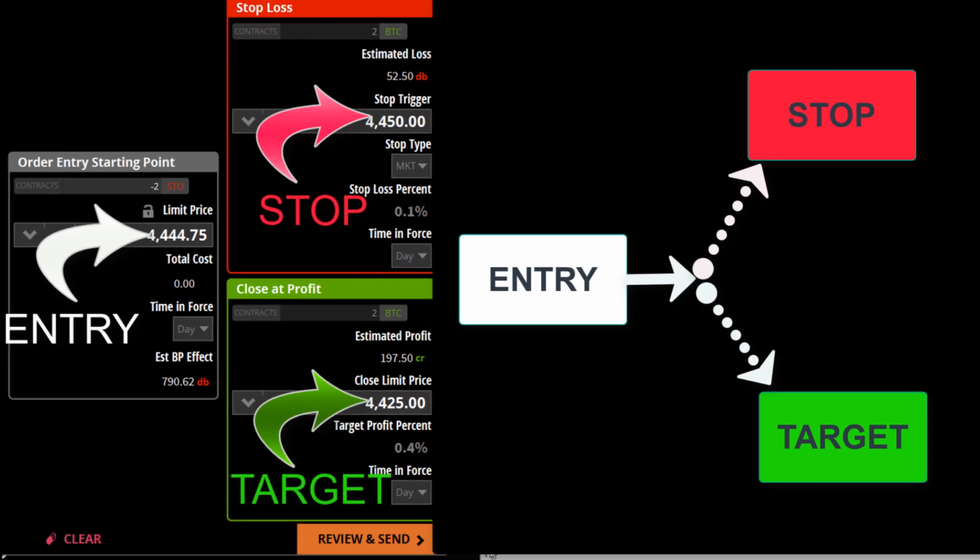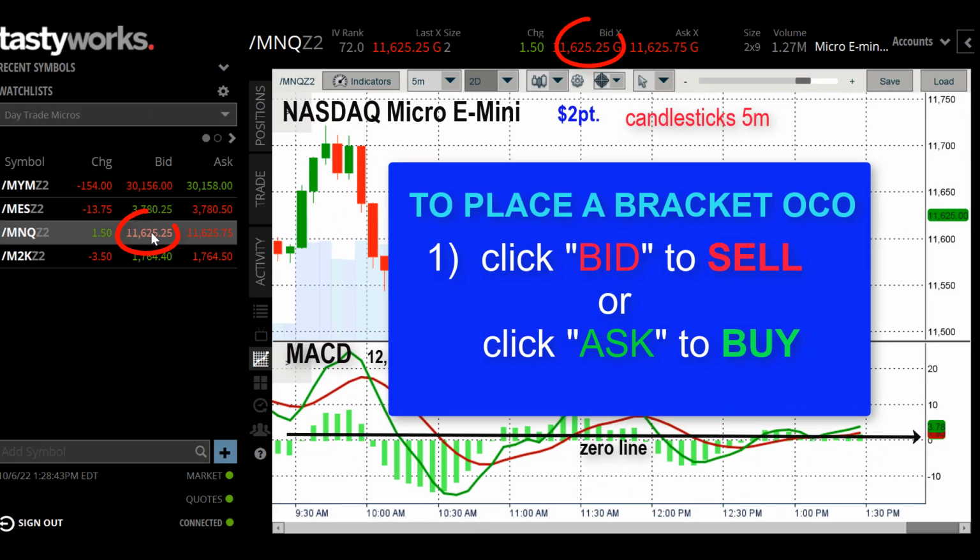The bracket OCO order is really a pretty simple thing. You put in the entry, stop price, and the target. And once you put them in, if either the stop or the target is hit, the other order is canceled. Therefore, the OCO, one cancels the other. If you enter the order using the manual method, you'll have to go back and remember to cancel either the stop or the target that hasn't been triggered. The bracket OCO makes that automatic, and it's the easier way to do it.